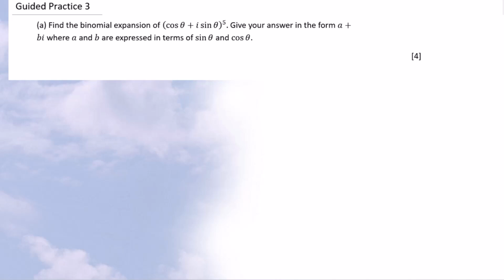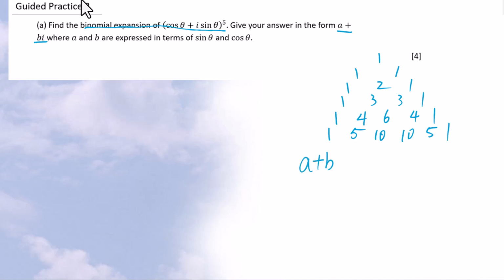Let's go to guided practice 3. Find the binomial expansion of (cos θ + i sin θ)^5. Give your answer in the form a + bi, where a and b are expressed in terms of sin θ and cos θ. We will use Pascal's triangle to work this out.